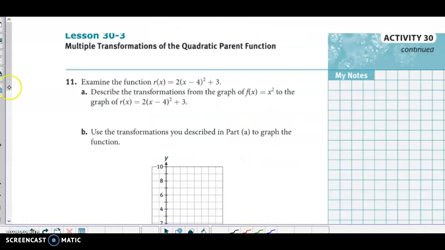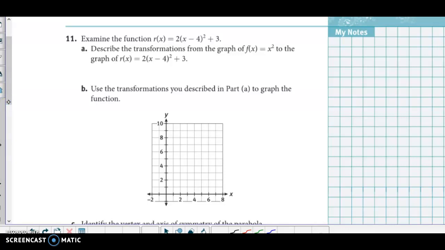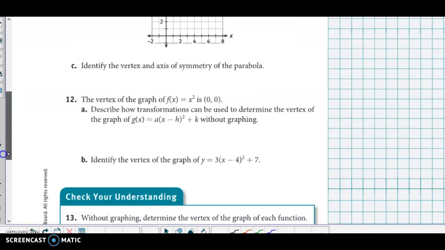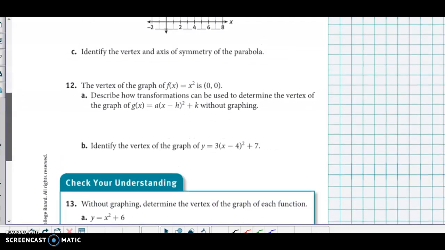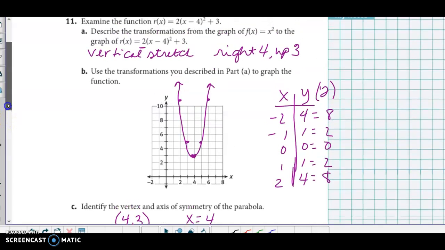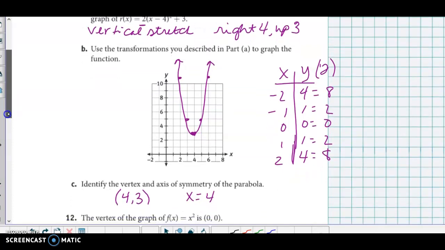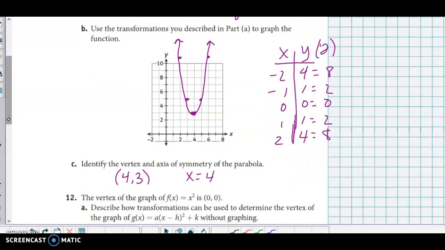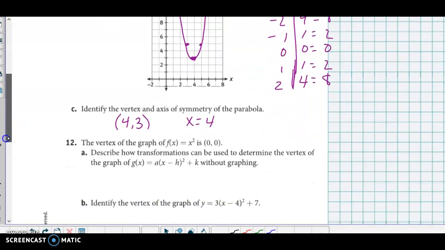I would like you to try number 11. I'm going to have you pause me. So try number 11, A, B, C, and then we'll look at the next piece. So here are my answers. The 2 makes it be a vertical stretch. The HK is a right 4 up 3. Here's our graph. Remember, you're going to multiply those y values by 2. You can also use your calculator. Vertex is 4, 3, and the axis of symmetry is x equals 4.